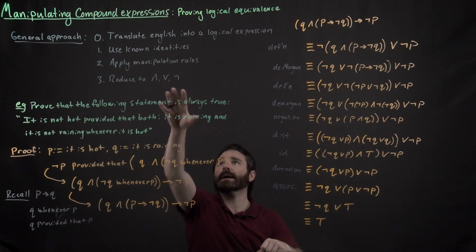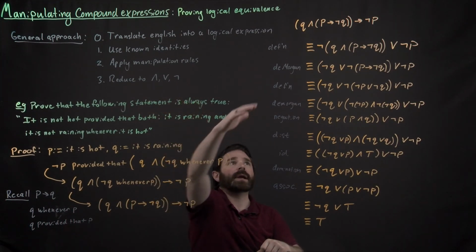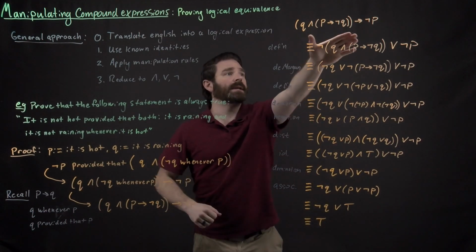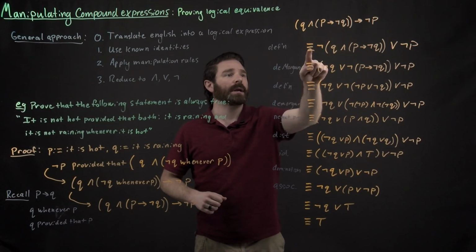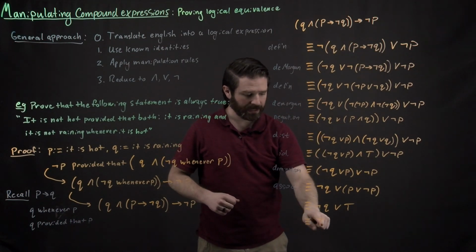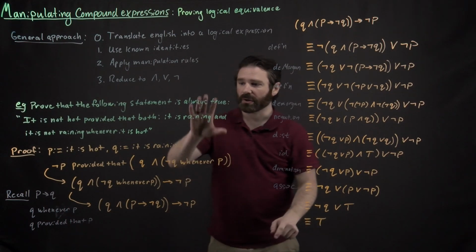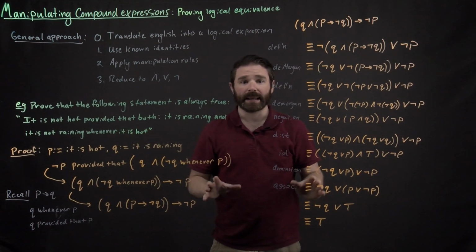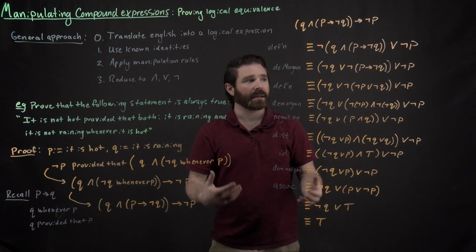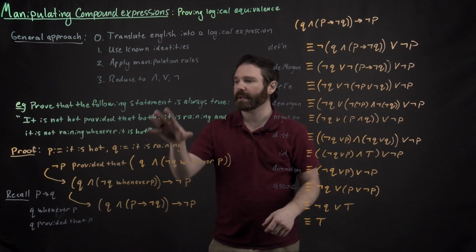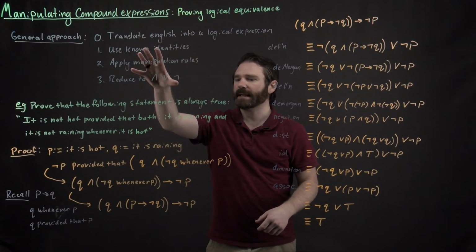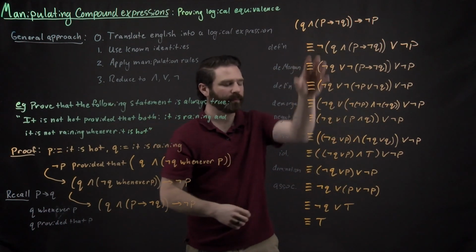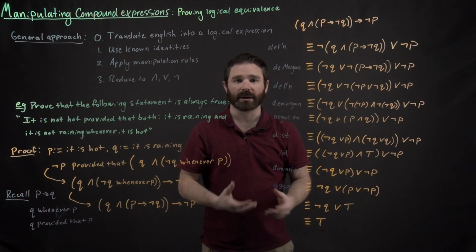So after applying all these steps right here in succession, I have been able to show that this logical expression right here is logically equivalent to true all the time. So therefore, I can claim, yes, this English statement right here is true. And once again, this shows you the power of being able to use these known identities to take some complicated English sentence right here, reduce it down, and prove without a shadow of a doubt that it is always true.